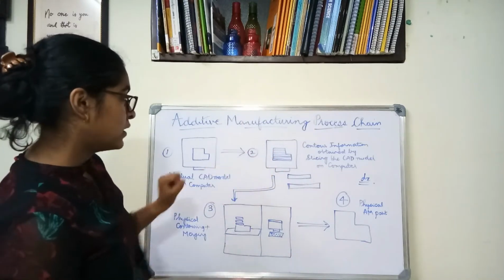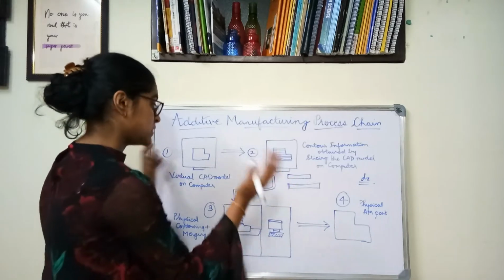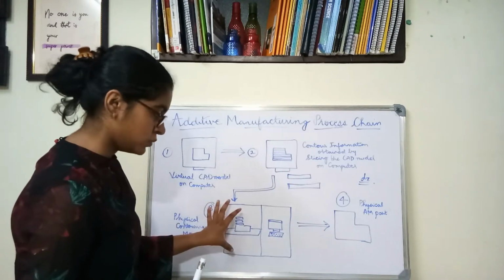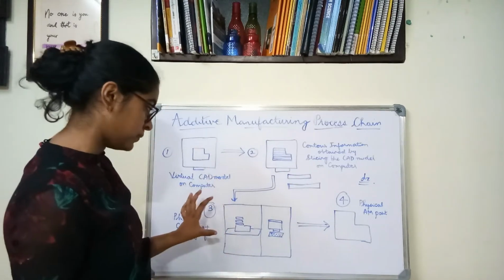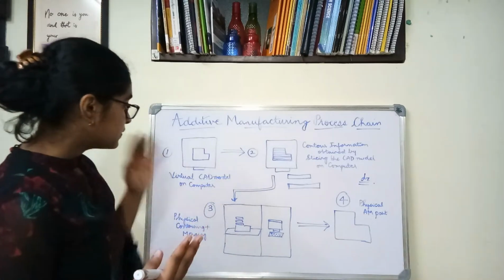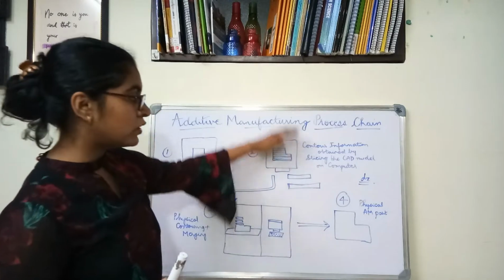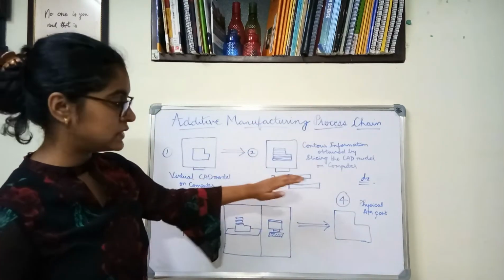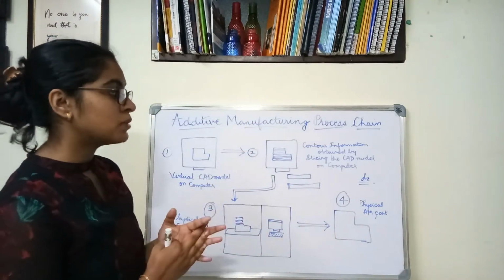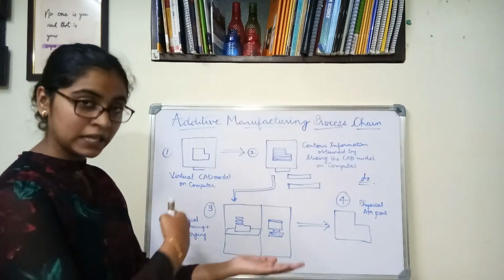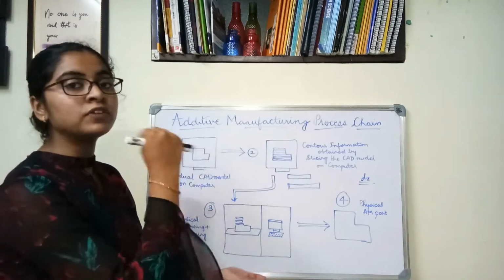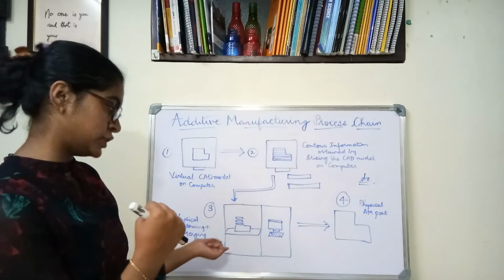In the third step, this 3D data set is taken and fed into the machine with which we are going to be creating the physical model. As stated earlier, this data sheet consists of information about the thickness. Generally, all the layers will be of the same thickness, dz. It will also contain information about the x and y coordinates of each layer, and also the total number of layers that we need to be creating using the machine.